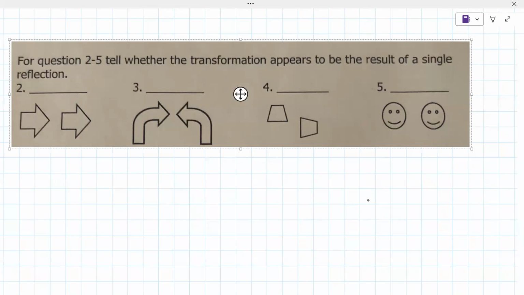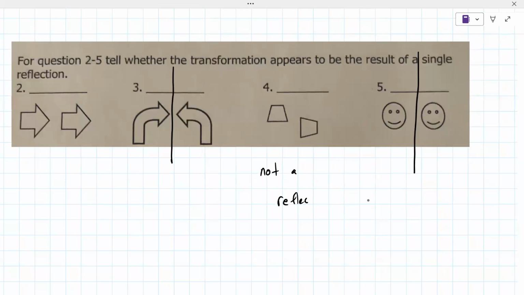3 and 5. So for 3, it's right down the middle. For 5, it actually could be, yeah, it's actually right down the middle again. So let's talk about 4. 4 is not a reflection. What could 4 be out of the list that we had earlier, which was translation, reflection, and rotation? Rotation. It is a rotation.